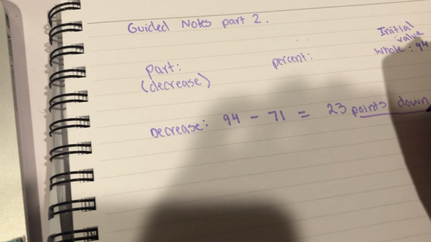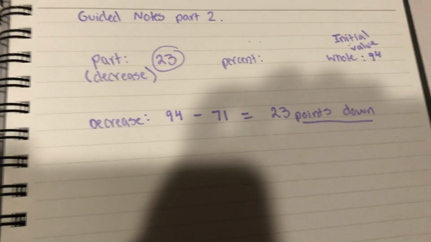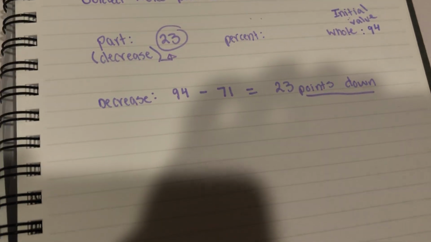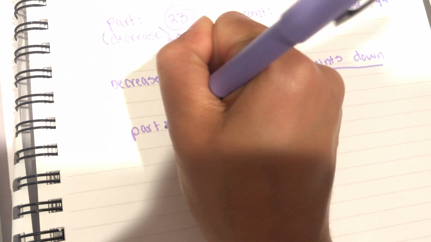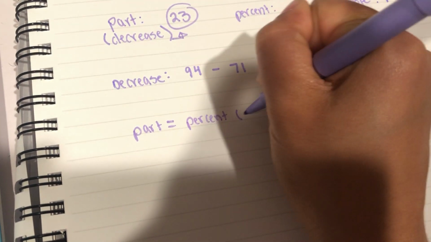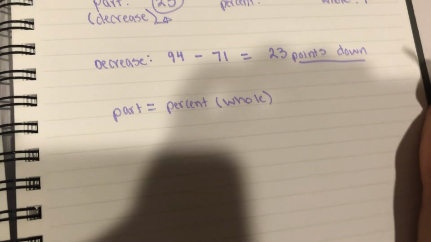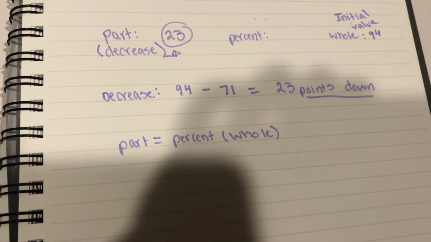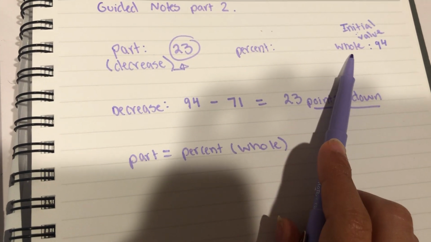That's what it means. So my part is going to be 23 because that again represents how much his score decreased by. Now we're going to write our equation. The same equation we always write. The part equals the percent times the whole, and I'm going to substitute correctly. So this part is also very important. Remember that you are substituting the values that we got for both categories.